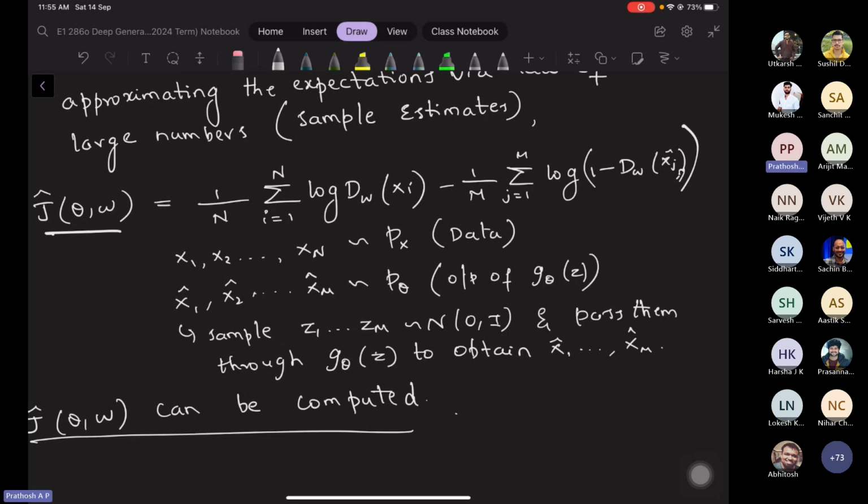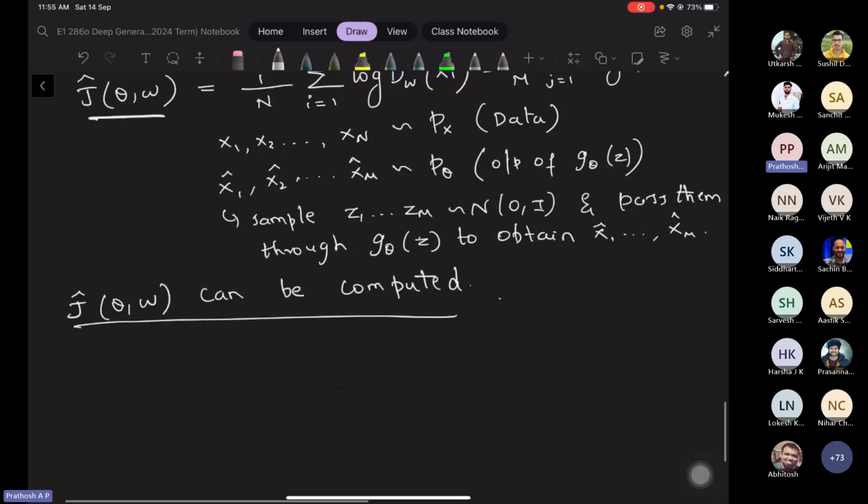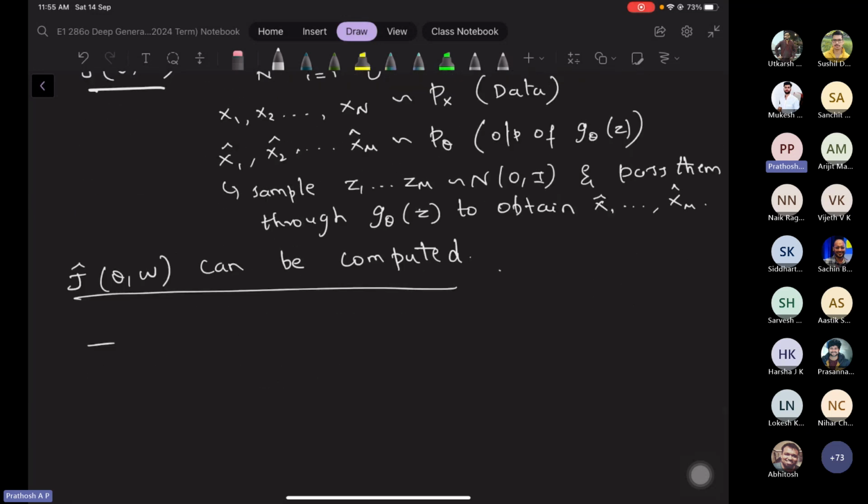No questions on this. So now J cap can be computed. So now how do you train this? Practically.